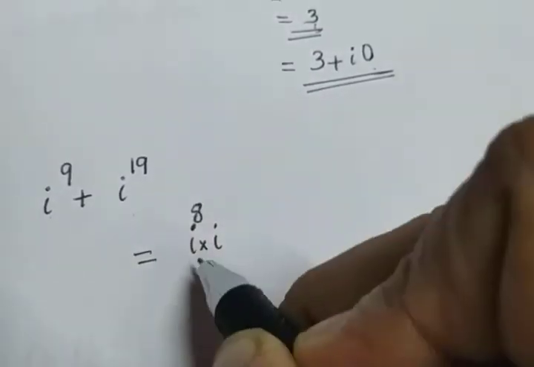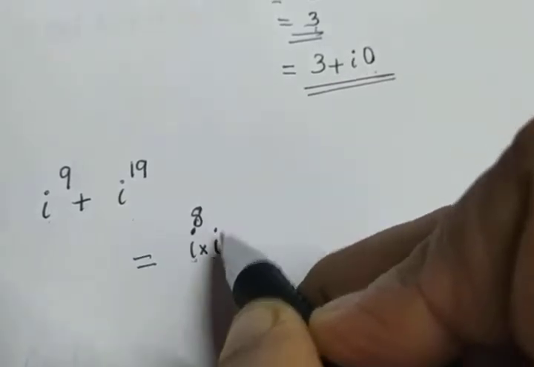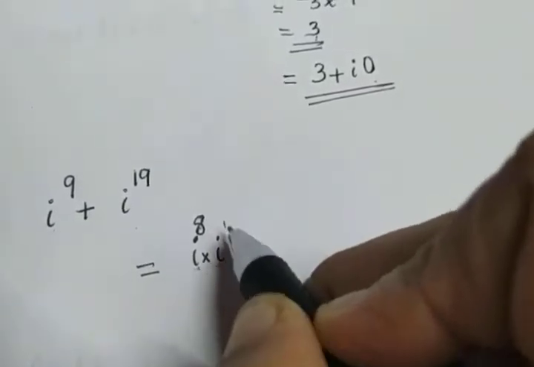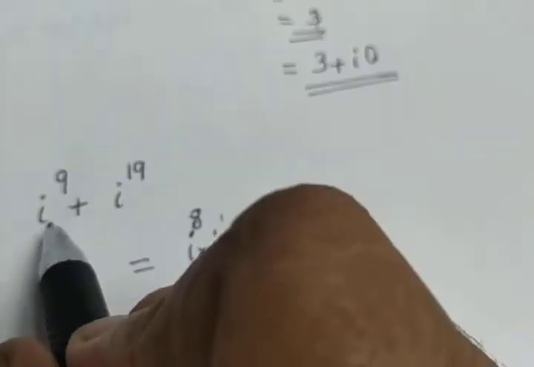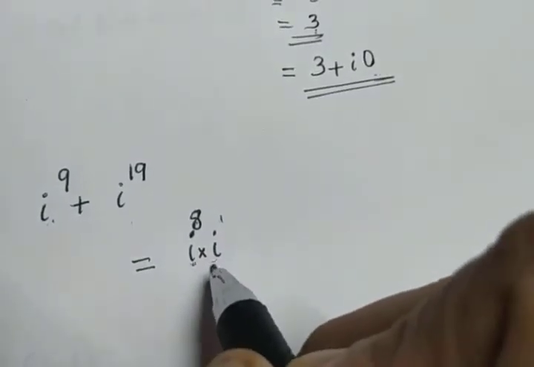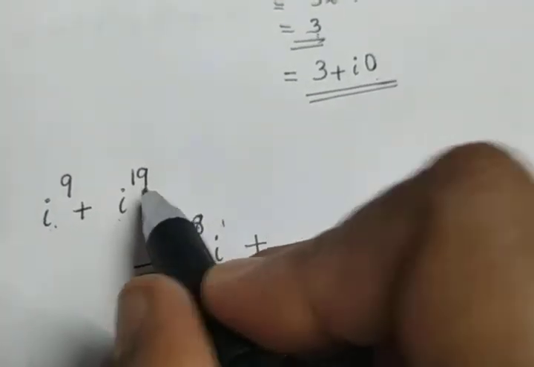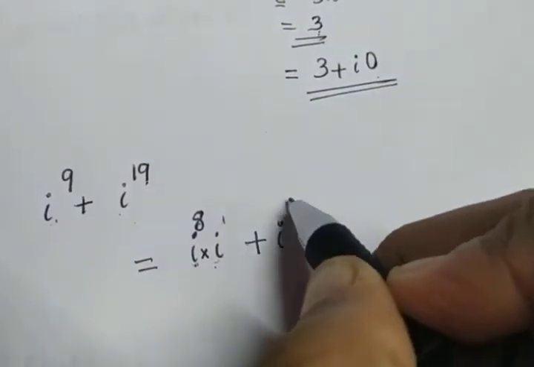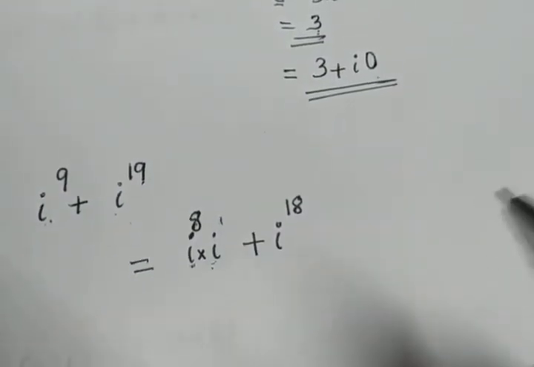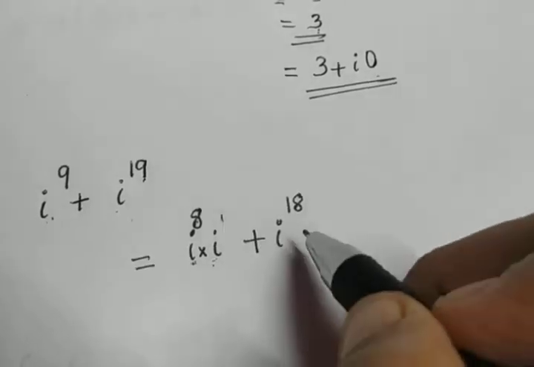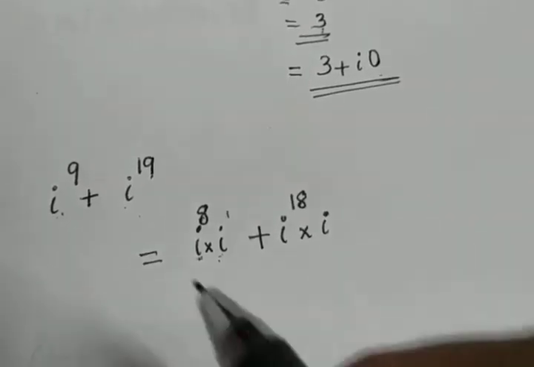So the first term I have to write as i raised to 8 into i. i raised to 8 into i means i raised to 1, isn't it? So 8 plus 1 gives you 9. So instead of i raised to 9, I am writing i raised to 8 into i. Similarly, for the second term, it is again 19, an odd number. So how will we write? i raised to 18, the even number just below 19, into i. i raised to 18 into i again gives you i raised to 19.